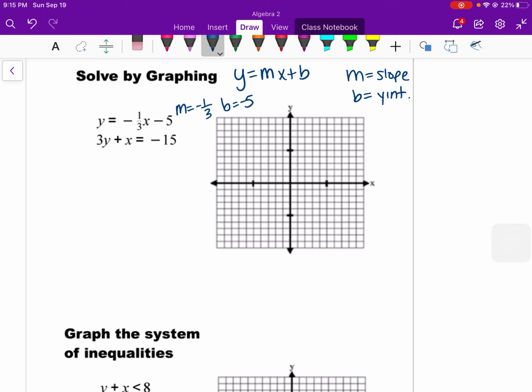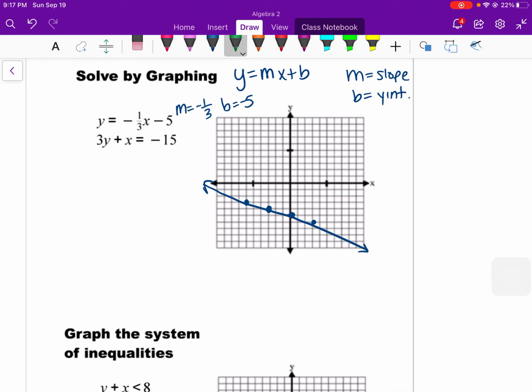So I can start at negative 5 on the y-axis, and then a negative 1/3 slope is down 1 and to the right 3, or up 1 to the left 3. Remember, slope is rise over run, and negative means I want it to be going downhill from left to right, like that. My next one is not solved for y yet, so I'll have to get this equal to y.